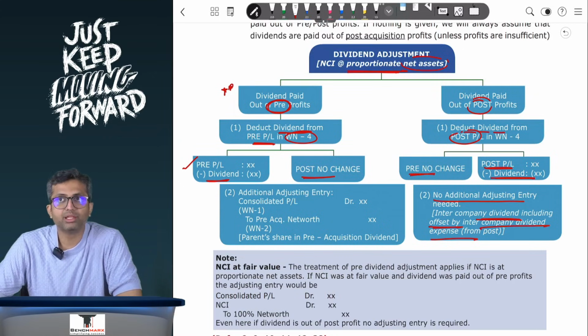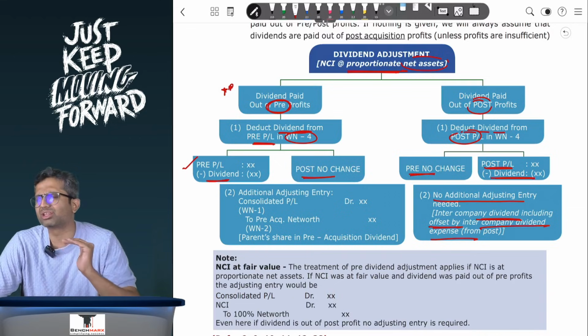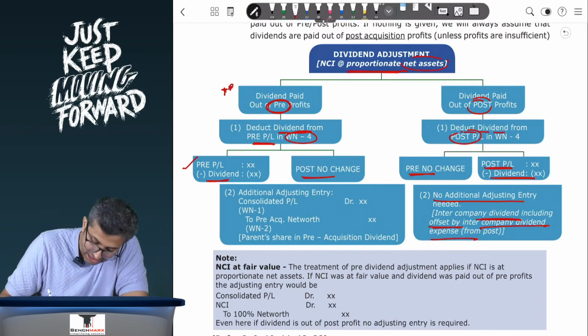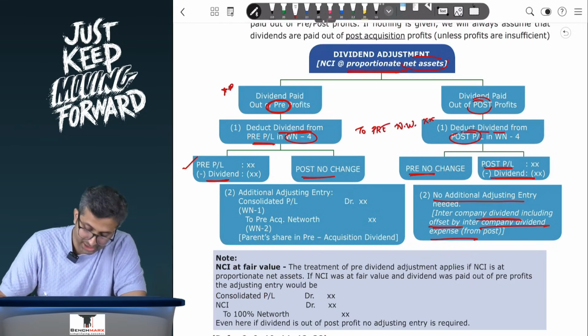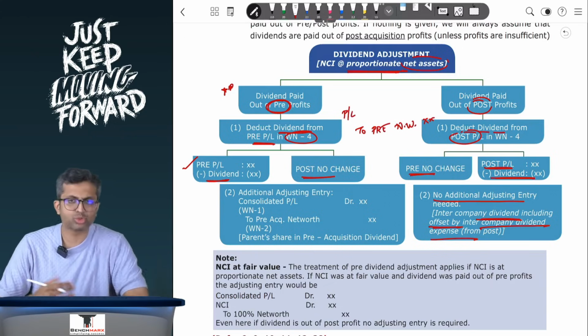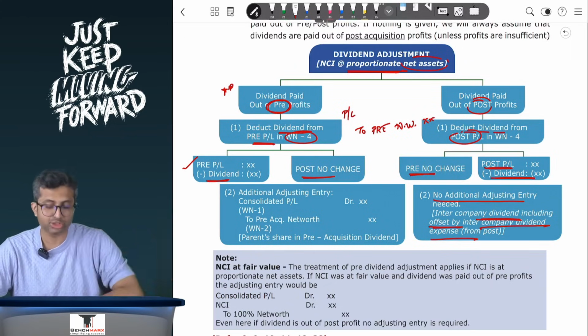pre-acquisition dividend, then my net worth calculation is wrong. My net worth is lower. It is only taking the net worth after the dividend. So I'll have to increase the pre-acquisition net worth. Further, the P&L of the parent, where I was earlier saying the intercompany income I have recorded will be offset by intercompany expense, is not getting offset.